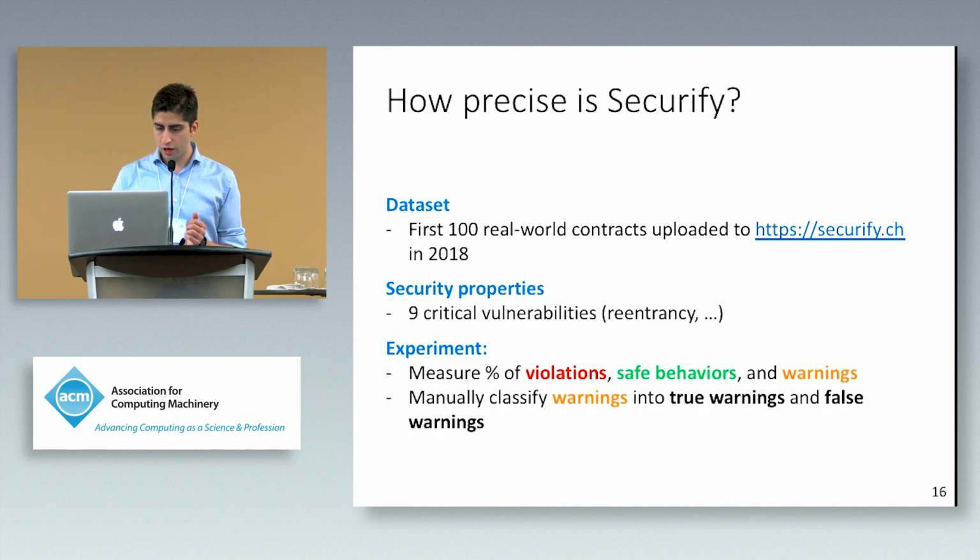To do this evaluation, we took, as a data set, 100 real-world smart contracts that were uploaded to the front end of the system. We took the first 100 contracts submitted in 2018, and then we took 9 critical vulnerabilities, and we measured how many of the behaviors are classified as violations, safe, or as warnings. To also get a better feeling on whether the warnings tend to be false positives or true positives, because this indicates which pattern is not precise enough, the compliance or the violation, we split those into true warnings and false warnings.